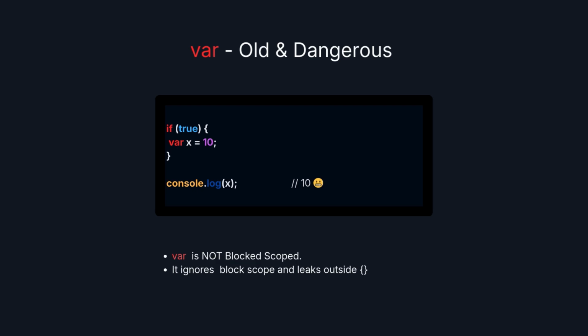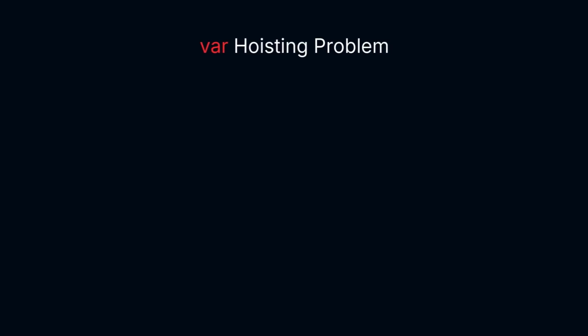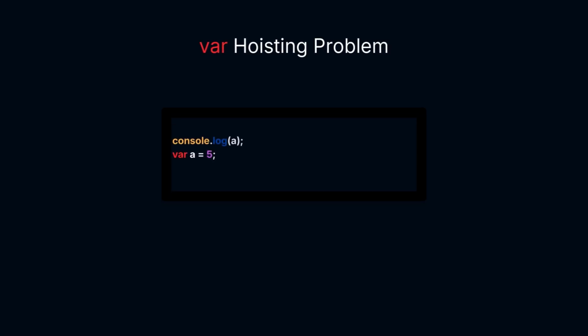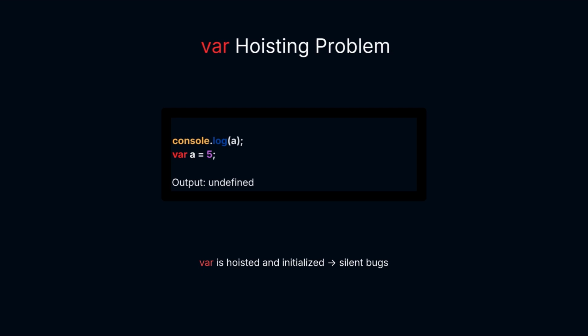Let's see another problem. We have a console.log which prints a variable a and then a variable declaration a equal to 5 with var. So what do you think this code would do? What would be the output of a? If you say undefined, I would say you're right, because this doesn't throw an error. That's because var is hoisted and initialized as undefined. And this is the reason it leads to bugs that are hard to spot. So what is the takeaway? Var works, but it's unpredictable, and that's why modern JavaScript avoids it.